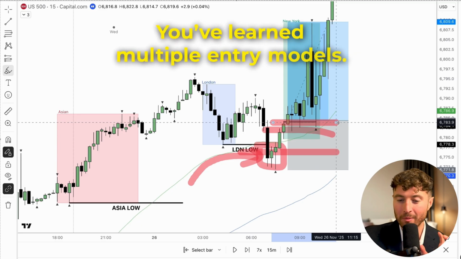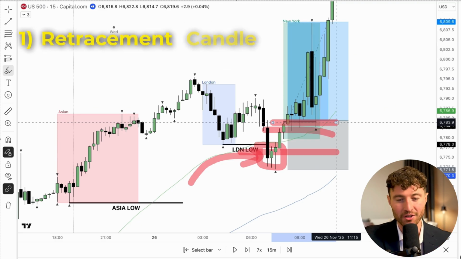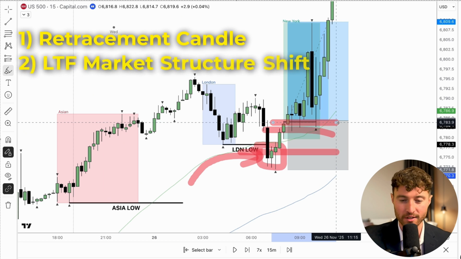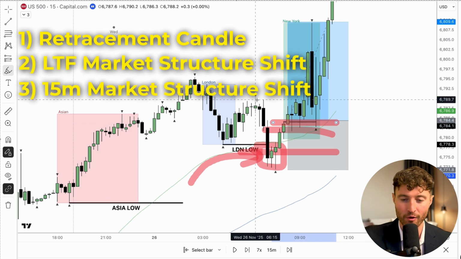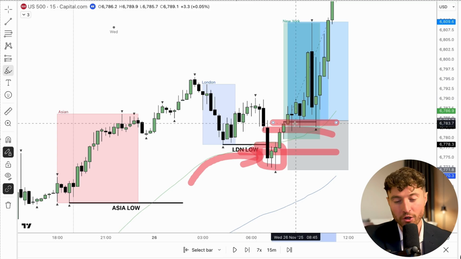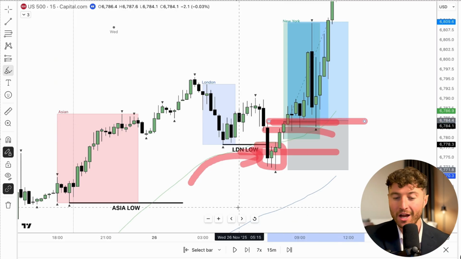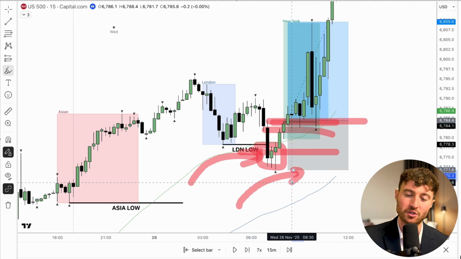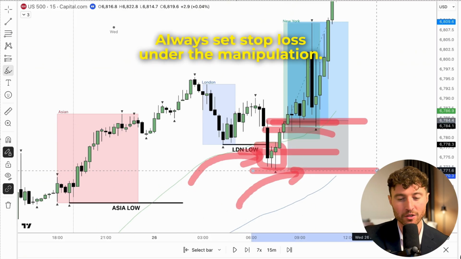You learned multiple entry models. We have retracement candles. We have lower time frame change of characters. We have macro change of characters. And I gave you 3 different potential entry models that you could implement into the market. I showed you using a retracement entry model where we can enter on the break of the high and where to place your stop loss. So stop loss always goes below the manipulation, below the liquidation.